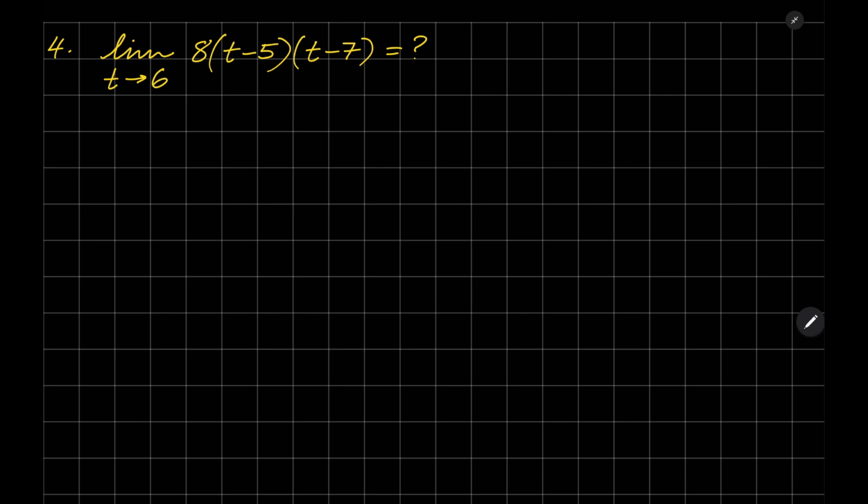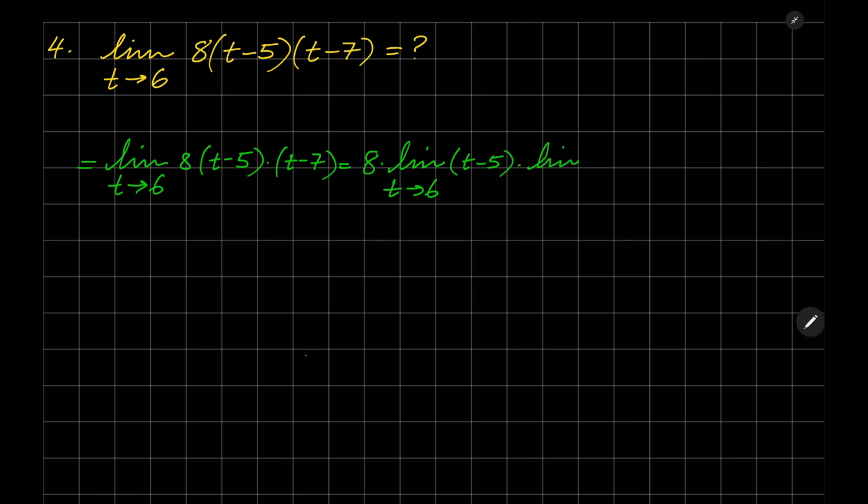Example 4, find the limit of given expression as t approaches 6. Let's continue here. Limit as t approaches 6, 8 times t minus 5 times t minus 7 is equal to 8 times limit as t approaches 6, t minus 5 times limit as t approaches 6 t minus 7.